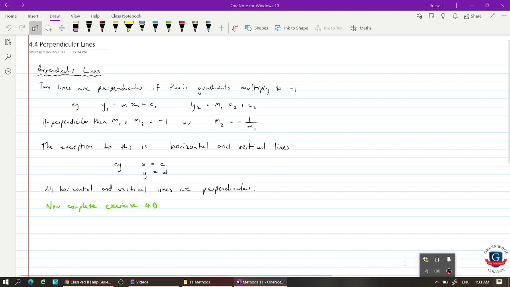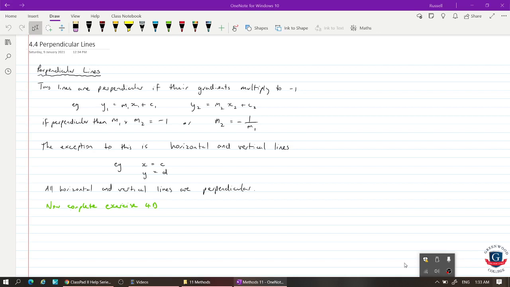Hi everybody, last little topic for linear algebra. We would have learned in year 8, maybe in year 9, that two lines are parallel if their gradients are the same. Similarly, two lines are perpendicular, at right angles to each other, if their gradients multiplied together equal -1.